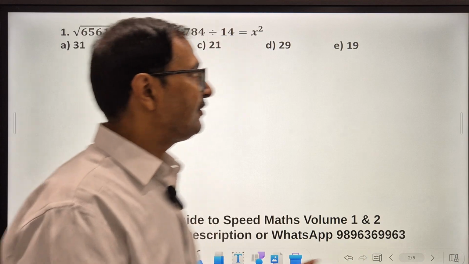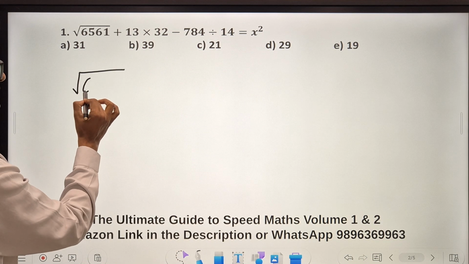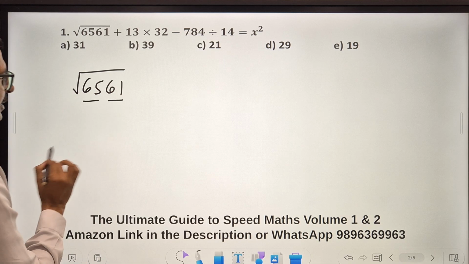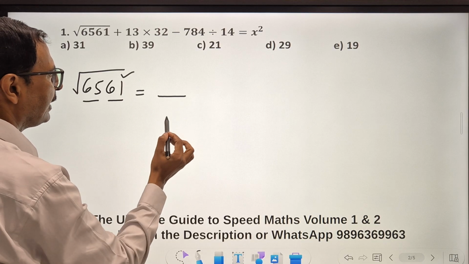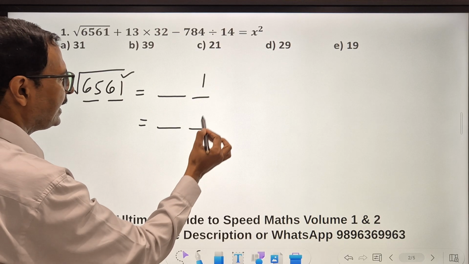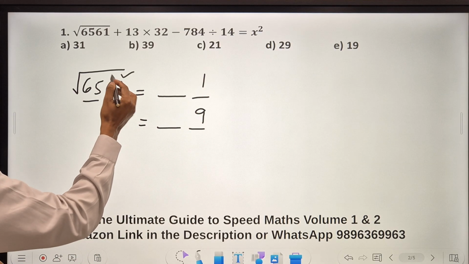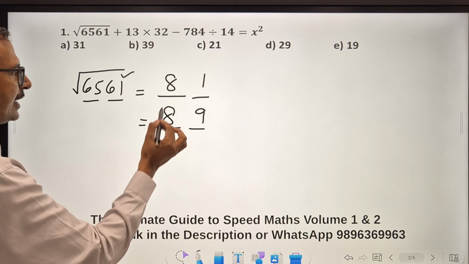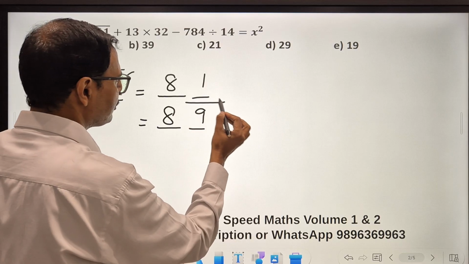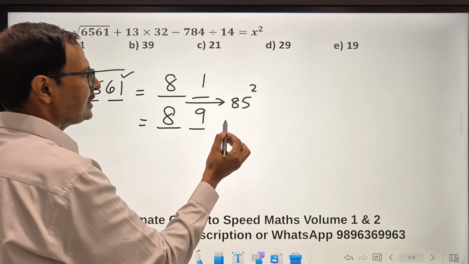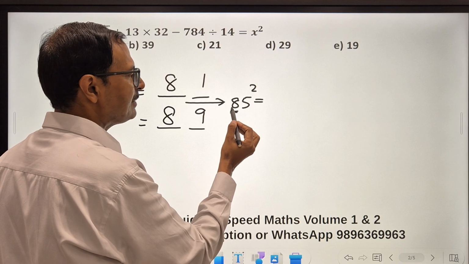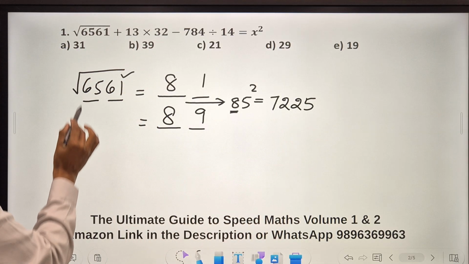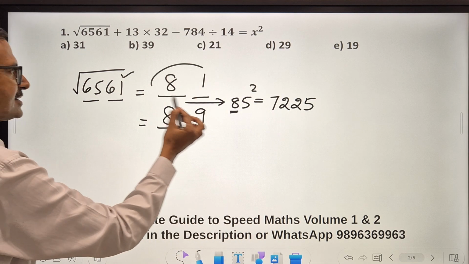The first thing is that we have a square root here, square root of 6561. So we have a short trick to find the square root. Let's make the pairs. The last pair ends in 1. So my answer is going to end in 1 or end in 9, because 1 square ends in 1, 9 square ends in 1. 65 is very close to 8 square, which is 64. So either 81 or 89. Now for this, I have to take the intermediate number 85 and take the square of this using Vedic maths. 8 times the next number 9, 8 9s are 72, followed by 25. This is the square of 85. Now my number is smaller than this, so the answer is the smaller one.